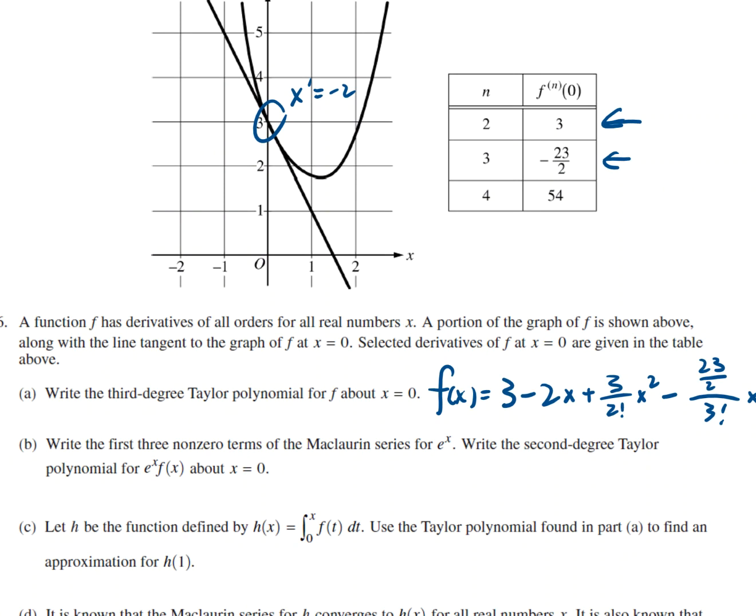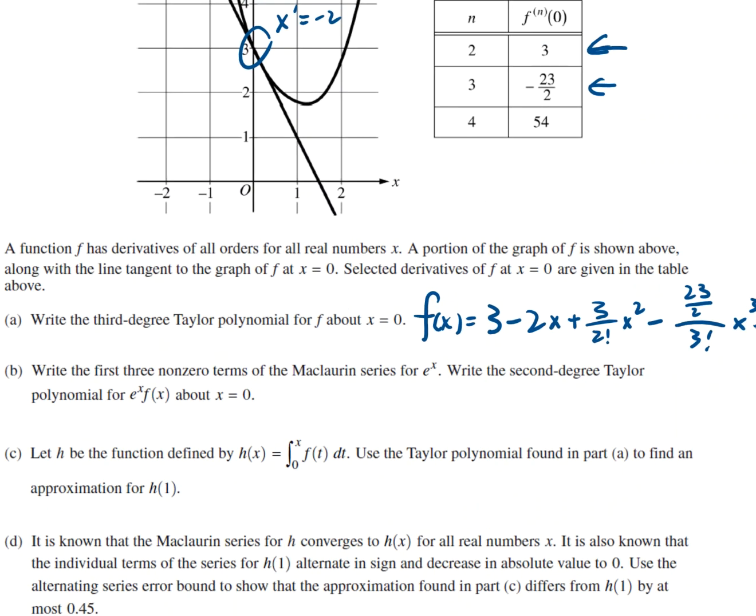And now we're going to move on to b. For b, we want the first 3 nonzero terms of the Maclaurin series for e to the x. And Maclaurin series is essentially the Taylor series at x equals 0. So we should all be pretty familiar with what e to the x is at this point. It is 1 plus x plus x squared over 2. So those are the first 3 nonzero terms. We can go on and on if you want, but we're not.